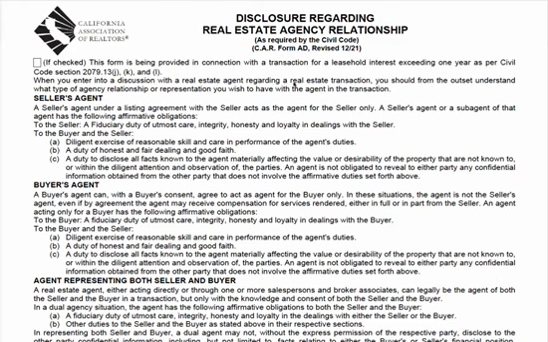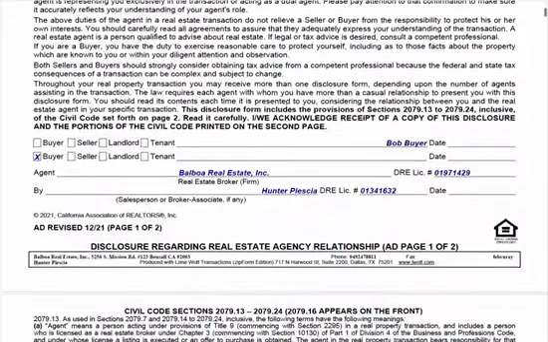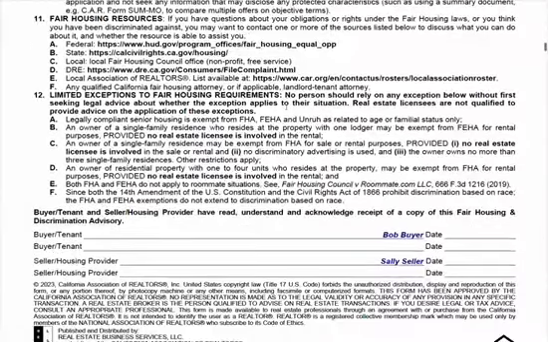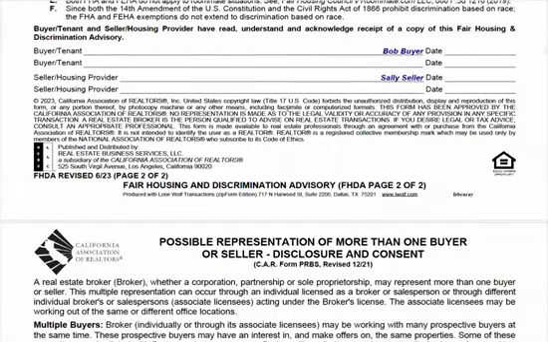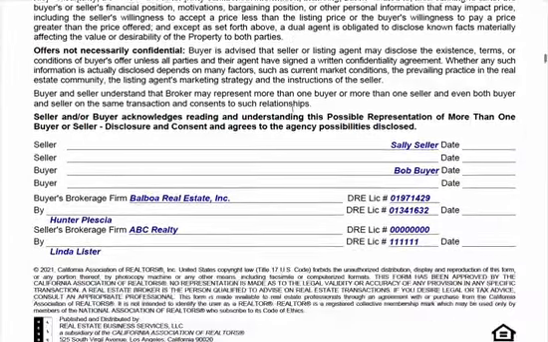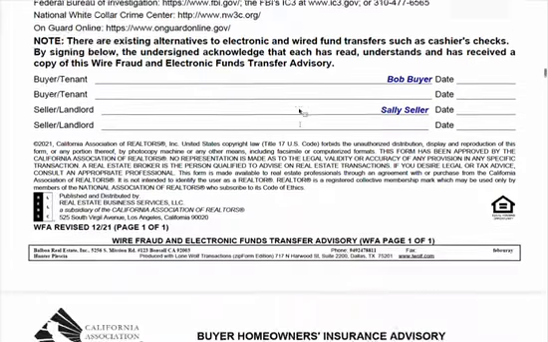So we start with the agency relationship disclosure. Both you and your client are going to sign on page 1, nothing on page 2 of it. Fair housing, just your client on page 2 is going to sign. Possible representation of more than one buyer or seller. That's going to be both you and your client signing. Wire fraud advisory, just your client.